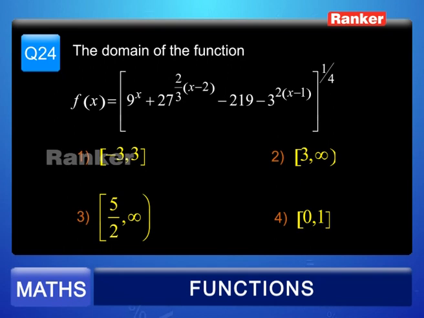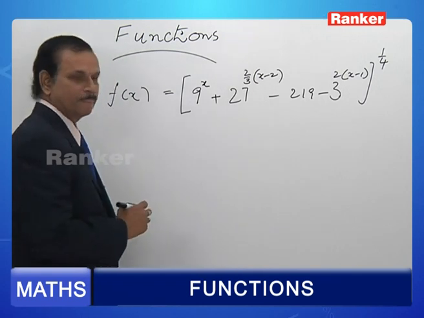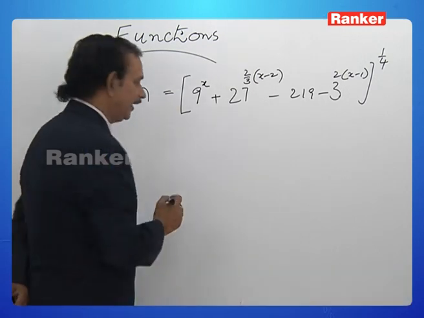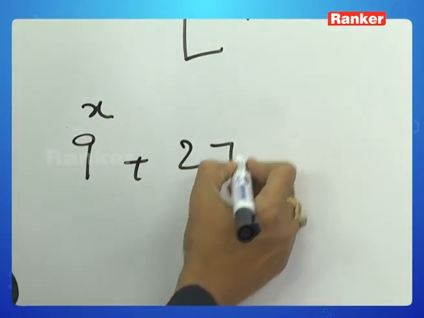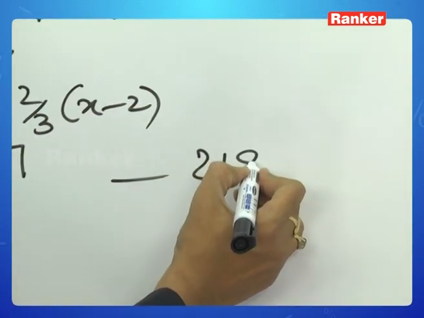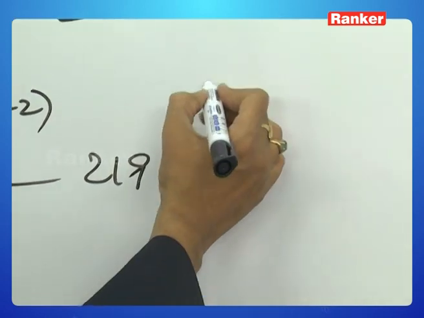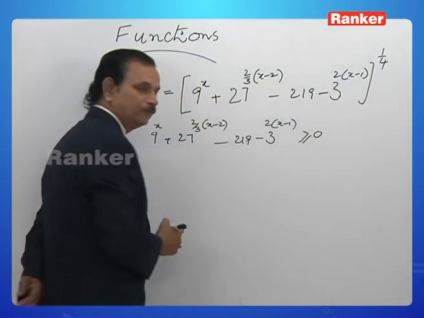The first option is closed interval minus 3 to 3. Second option is closed interval 3 to infinity. Third option is closed interval 5 by 2 to infinity. And the fourth option is closed interval 0 to 1. Let us have a look at the definition of f of x. For this function to be defined, we must have 9 power x plus 27 power 2 by 3 into x minus 2 minus 219 minus 3 power 2 into x minus 1 must be greater than or equal to 0.